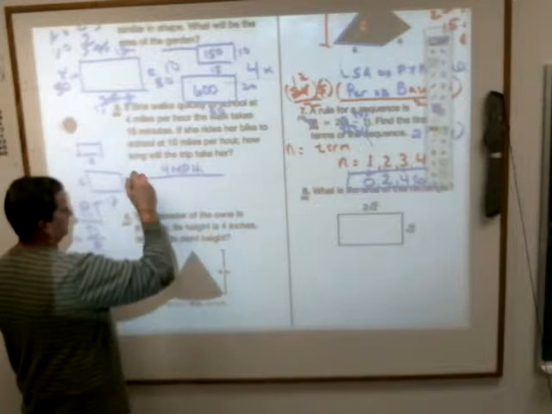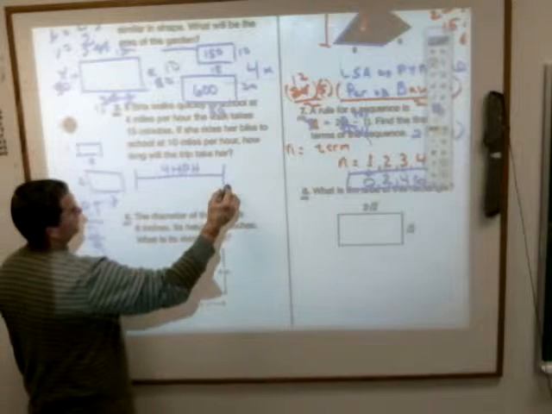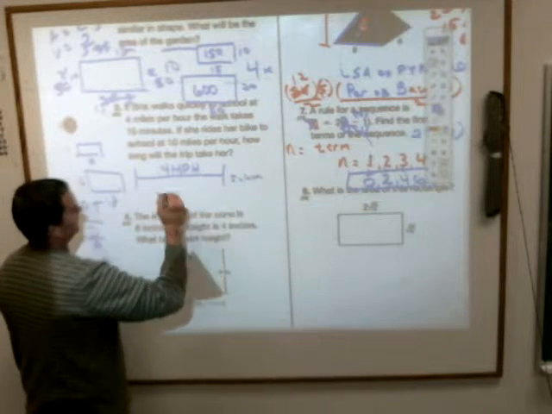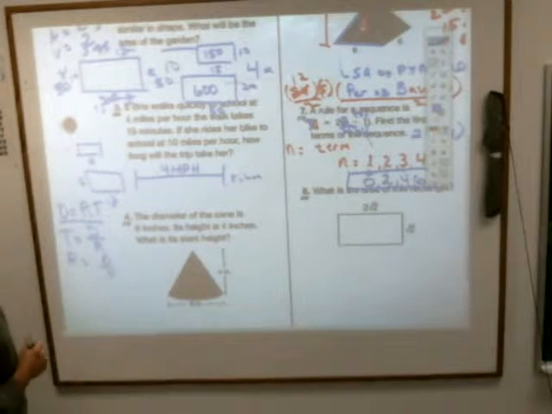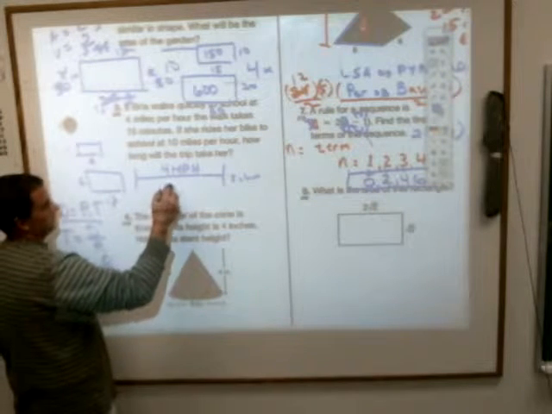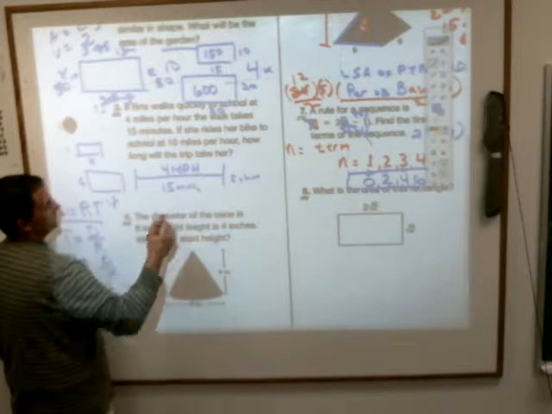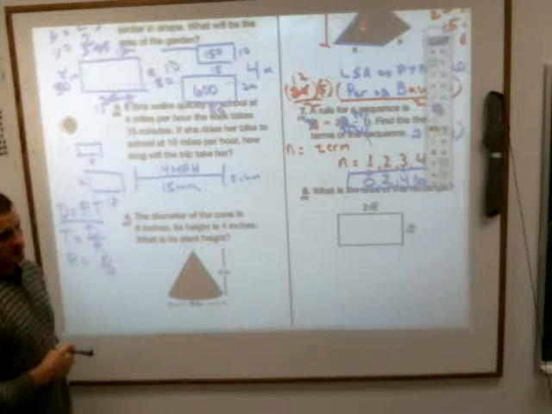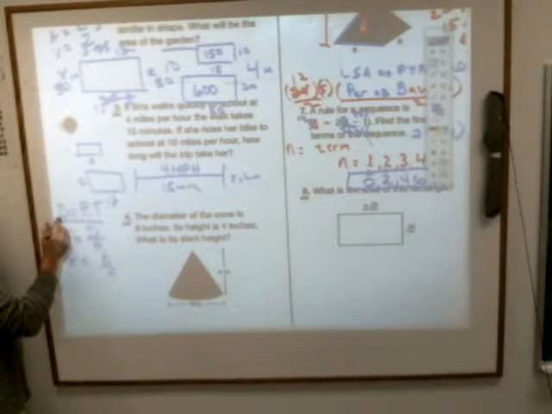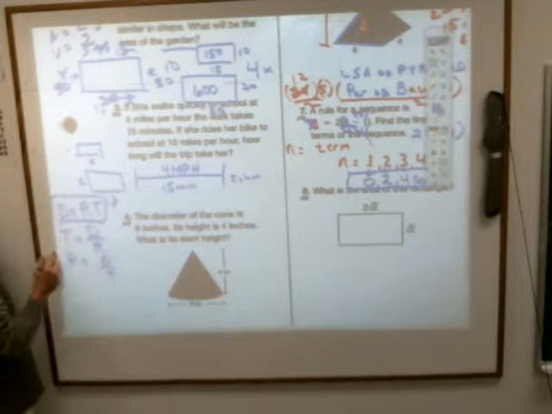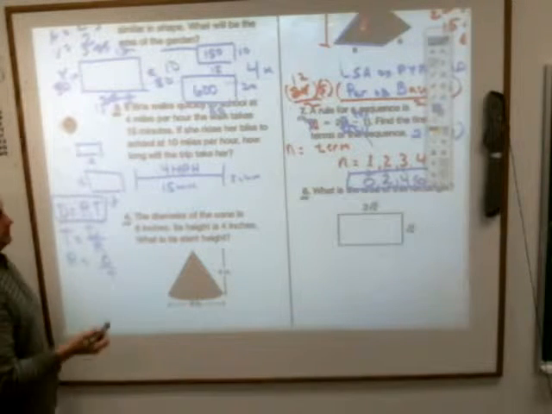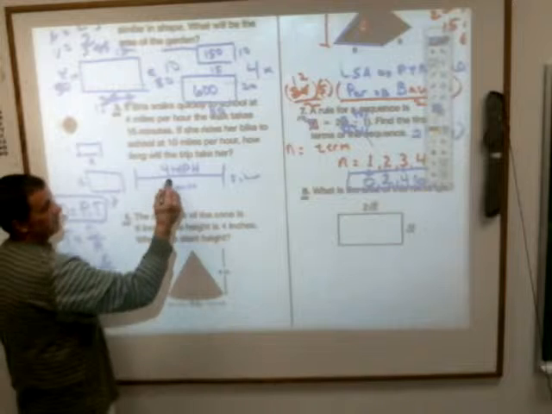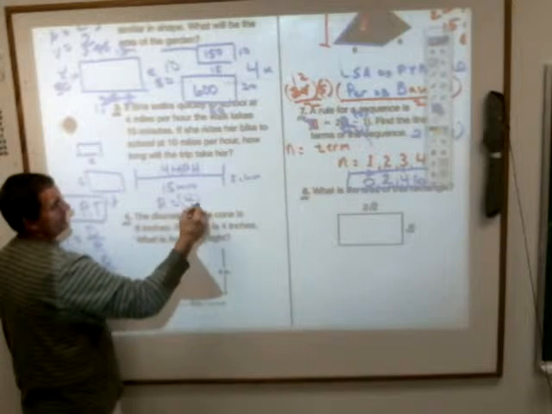4 mph. Here's her house, here's school. It takes her 15 minutes. We need to know the distance there. So you look at your little distance formula. That's this one, right? This is the first formula you use. Distance equals rate times time. Well, the distance equals her rate, 4 miles per hour, times the time.